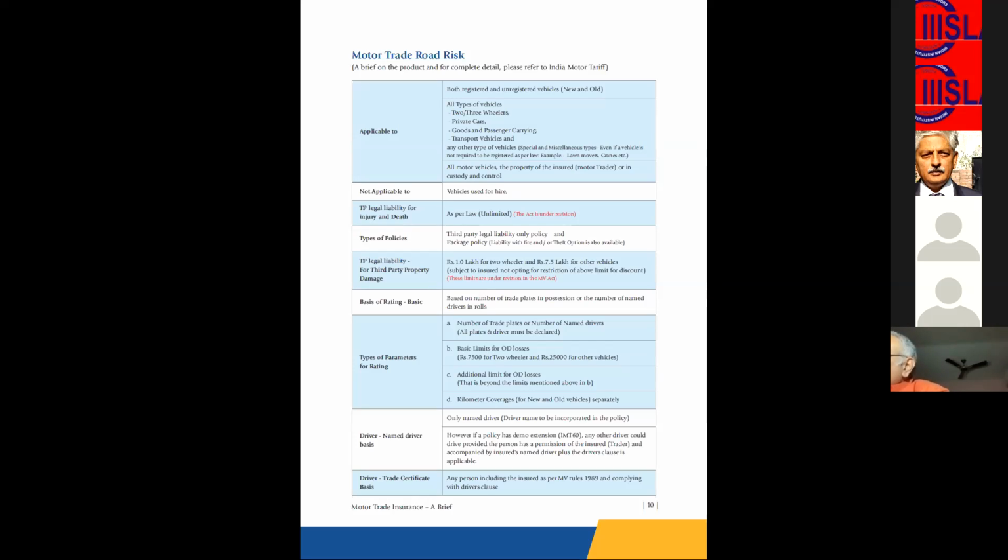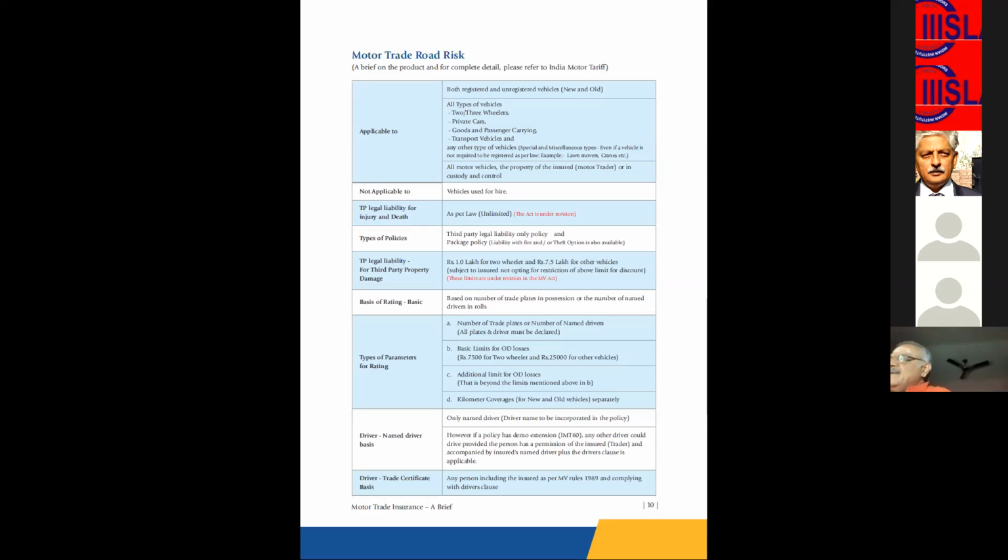Types of parameters for rating. This is very important to understand. The number of plates they have in possession should be declared for insurance. All the number plates, all the trade certificates they have should be declared for insurance. And as far as TP cover is concerned, I told you injury and death is unlimited and property damage has a limit. But as far as own damage is concerned, the basic limit for OD loss for each certificate is only 7,500 rupees for two-wheeler and 25,000 rupees for other vehicles. That means the limit is fixed for this, and there is an additional limit available. You have to pay additional premium.